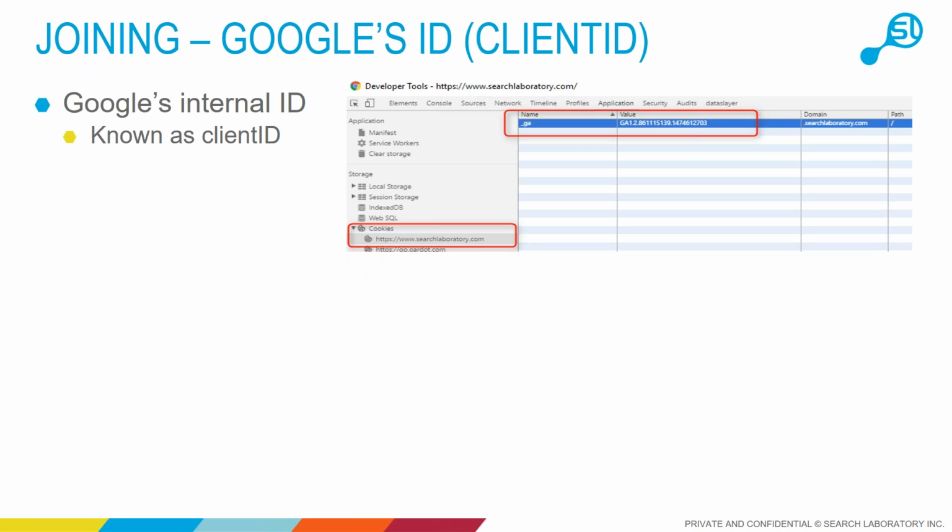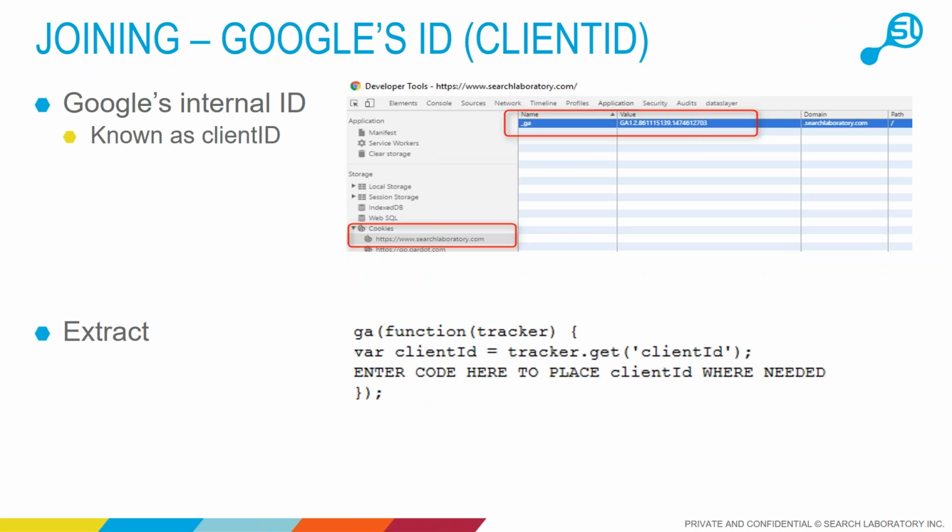So we basically need to get that ID and use it to join things that go on offline with what goes on online. To do that, there's a published function that Google Analytics have provided as an interface to extract it. You could theoretically access the cookie directly, but there's a published function, and I've shown that here. So you can extract that ID quite straightforwardly and then use it as you need to.